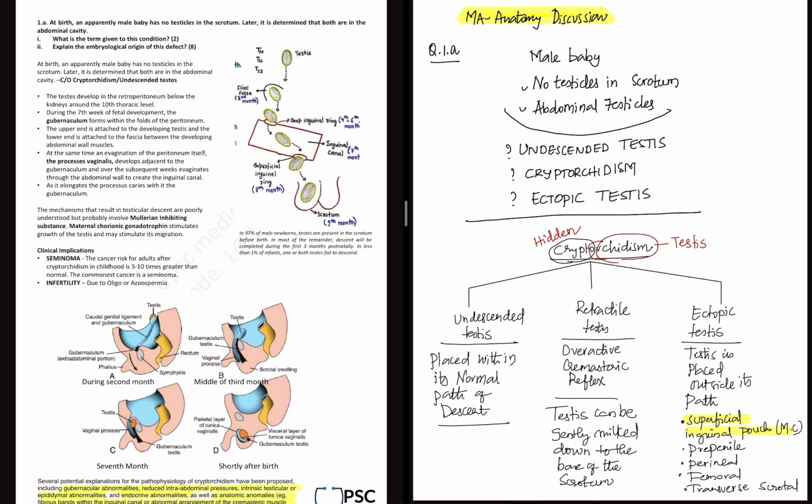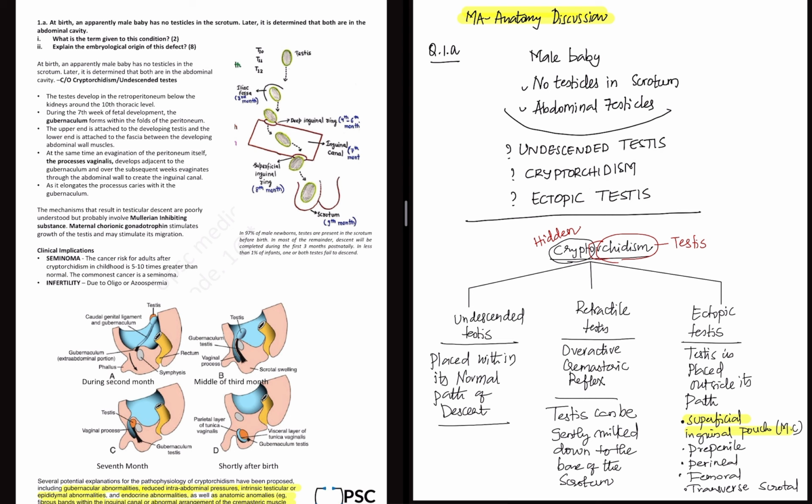Now this question is from embryology, and yes, we have development of testes and development of ovary as a part of embryology and its associated congenital abnormalities. Among them we have a condition called cryptorchidism or hidden testis. One thing is clear, testis is not present in its normal position. That means there is no testis in the scrotum. Now whenever there is no testis, just look here, male baby, no testicles in the scrotum and abdominal location. So it can be undescended testis, it can be cryptorchidism, or it can be ectopic testis.